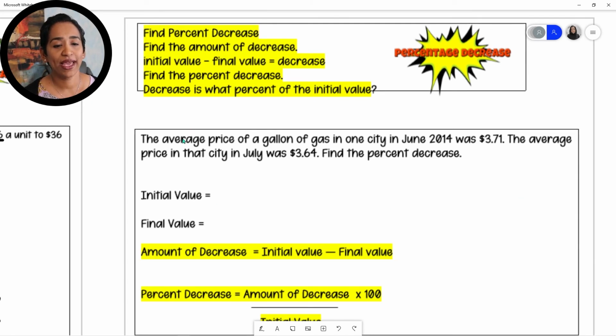All right, let's go ahead. For percentage decrease, it's the initial value minus the final value because you don't want to get negative answers. So for percentage increase, it's final minus initial.